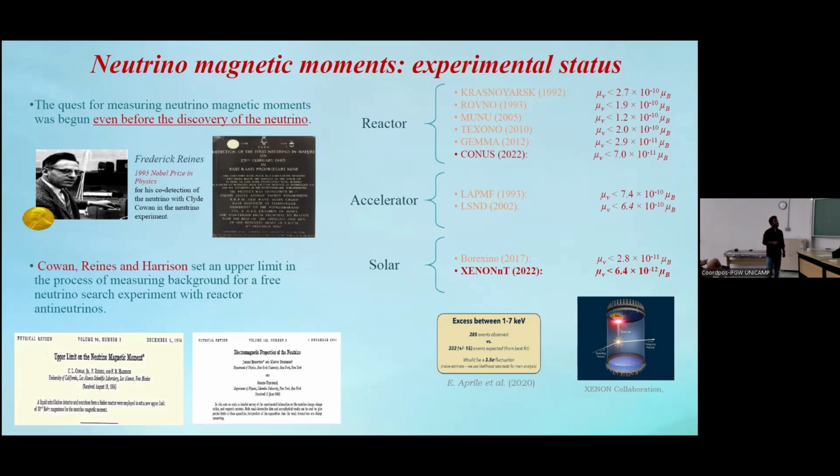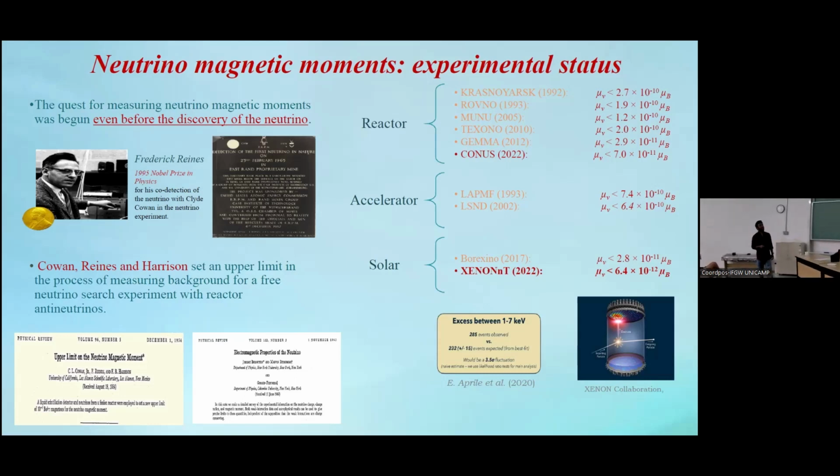And also accelerator and solar, as I mentioned, and maybe dark matter direct detection experiments. Your background is neutrino, but the neutrino can have some new property, which can induce some sort of electron or nuclear recoil that can be confused with dark matter signals. So, XENONnT also put a tight bound of about 10⁻¹² Bohr magneton. So you can see the timeline of all these experiments.